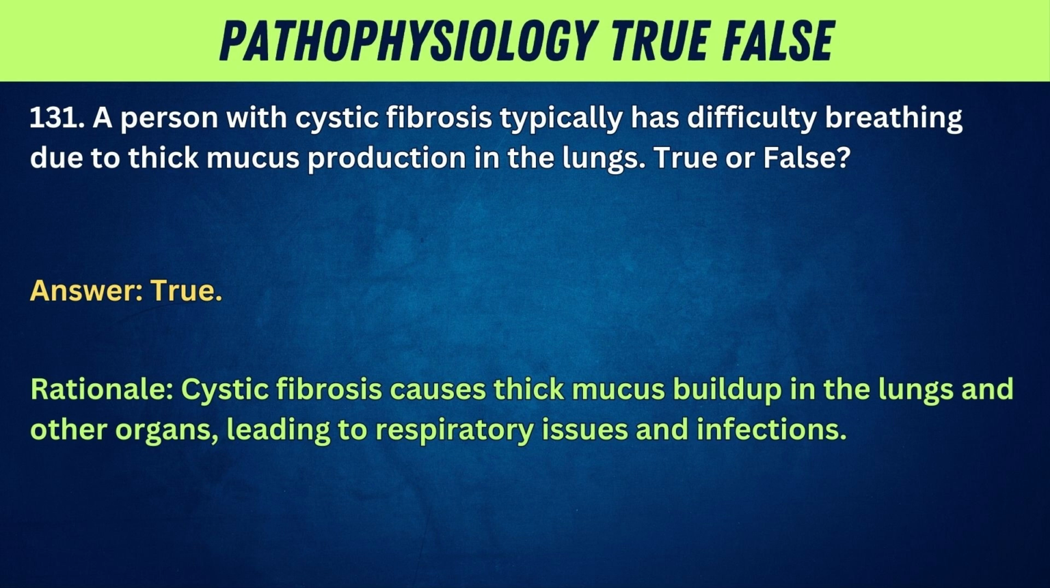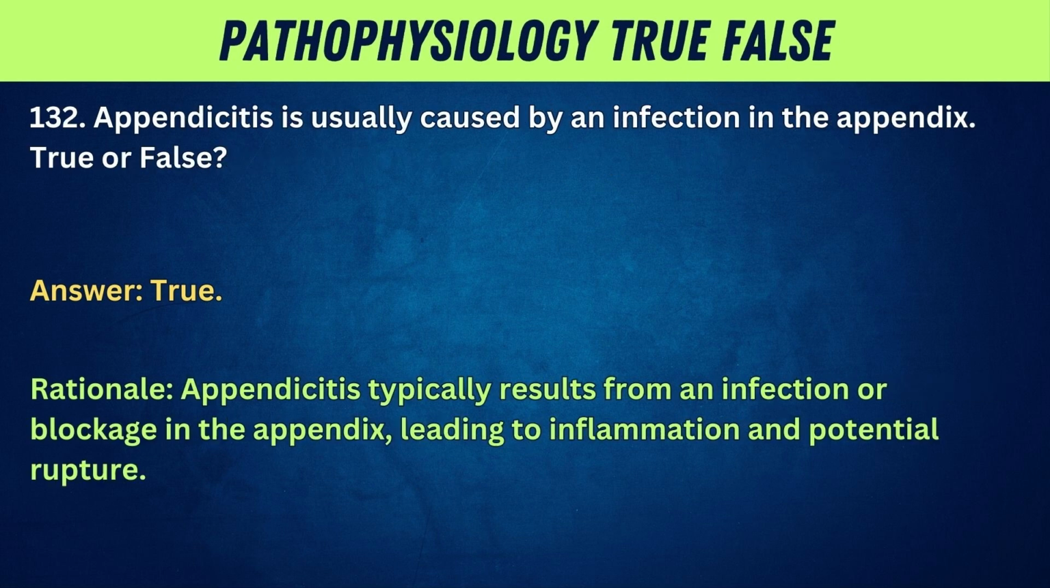131. A person with cystic fibrosis typically has difficulty breathing due to thick mucus production in the lungs. True or false? Answer: true. Rationale: cystic fibrosis causes thick mucus buildup in the lungs and other organs, leading to respiratory issues and infections.